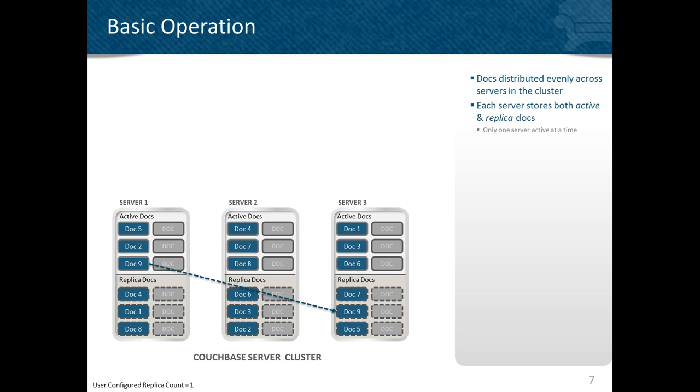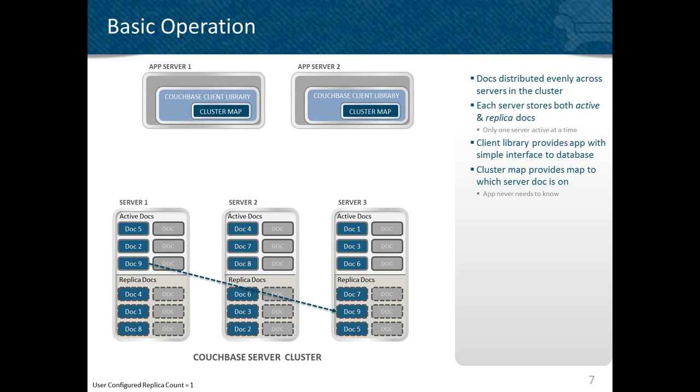You'll notice that this is not a master-slave setup where one node is handling all of the traffic and another node is just sitting idly by. Each node is actively participating in serving data and also maintaining replica copies. When your application servers come online, part of the Couchbase client library has a cluster map that defines where these pieces of data live in the cluster.